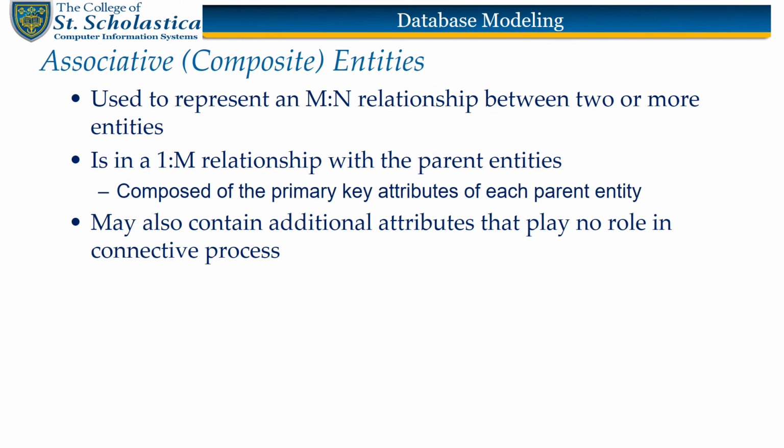Many-to-many relationships are a valid construct at the conceptual level, and therefore are found frequently during the ER modeling process. However, implementing the many-to-many relationship, particularly in the relational model, requires the use of an additional entity, as you learned in Unit 3. The ER model uses the associative entity to represent a many-to-many relationship between two or more entities. This associative entity, also called a composite or bridge entity, is in a one-to-many relationship with the parent entities and is composed of the primary key attributes of each parent entity. It may also contain additional attributes that play no role in the connective process.